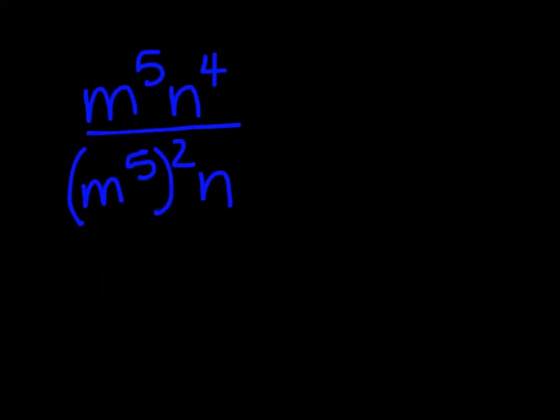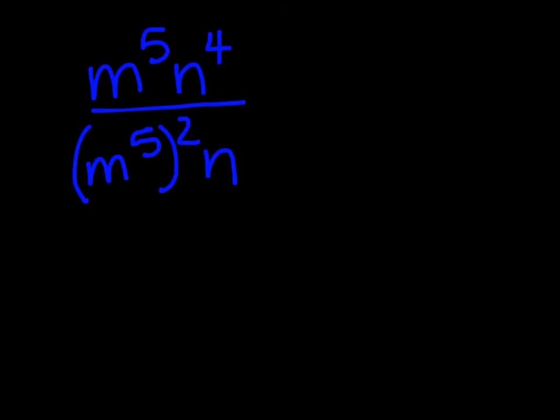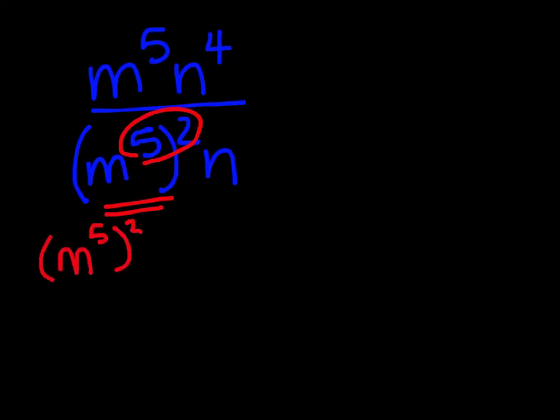Last problem. m to the fifth times n to the fourth divided by m to the fifth squared times n. Busy, busy. First thing I see is parentheses in here, and according to PEMDAS, we need to take care of that first before we start working with the exponents. In order to get that parentheses away, we are first going to have to use the power of a power property. We learned that in 7.3, so we need to deal with those powers. So m to the fifth raised to the second power equals m to the fifth times m to the fifth, or m to the fifth times 2, equals m to the tenth.